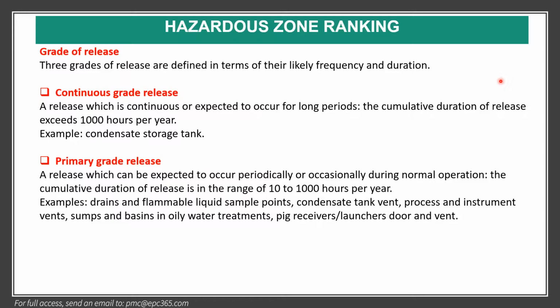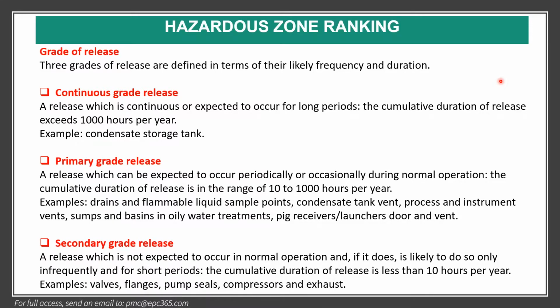Primary grade release is a release which can be expected to occur periodically or occasionally during normal operation. The cumulative duration of release is in the range of 10 to 1000 hours per year. Examples are drains and flammable liquid sample points, condensate tank vent, process and instrument vent, sumps and basins in oily water treatment, pig receivers and launchers door and vent.